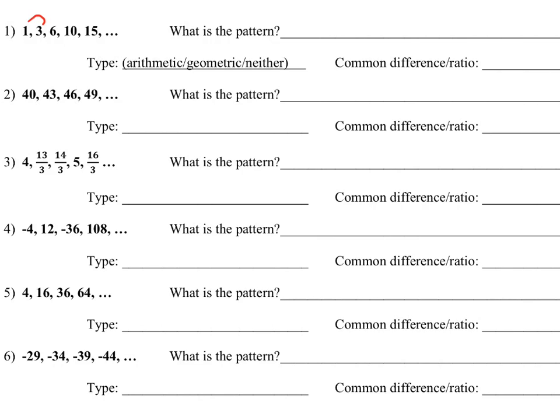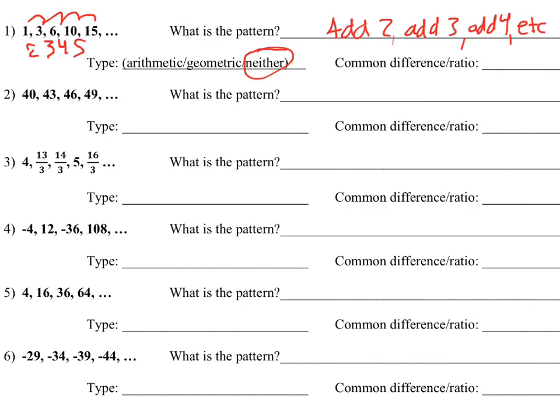So for this first one, when I look at this pattern here, I see that it's adding 2, and it's adding 4. Oh, sorry, not 2. It's going to add 2, 3, 4, 5, and so on. So my pattern would be add 2, add 3, add 4, and I'd probably just say etc. And so that's my pattern, which is not arithmetic or geometric because I'm not adding the same number every time. So it's going to be neither, and so there is no common difference or common ratio.